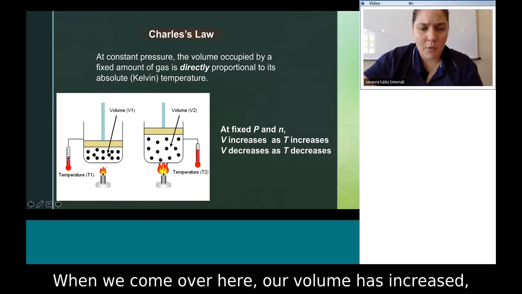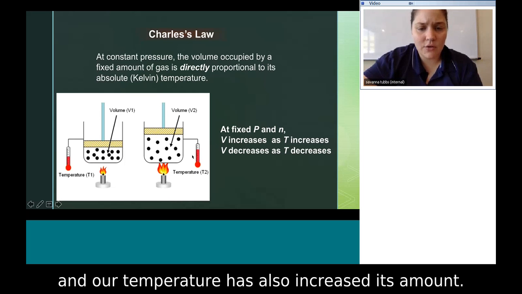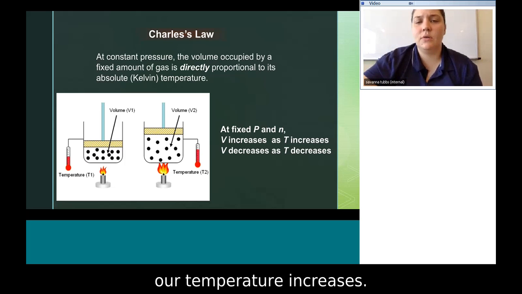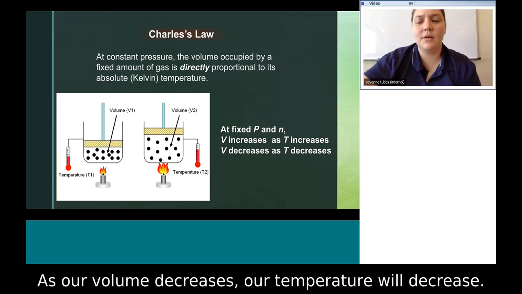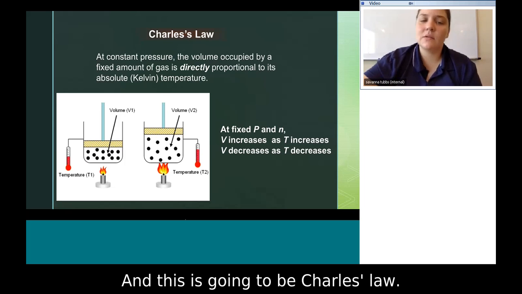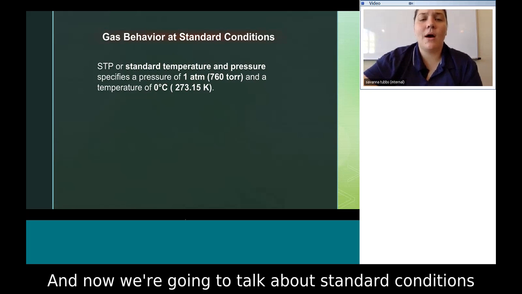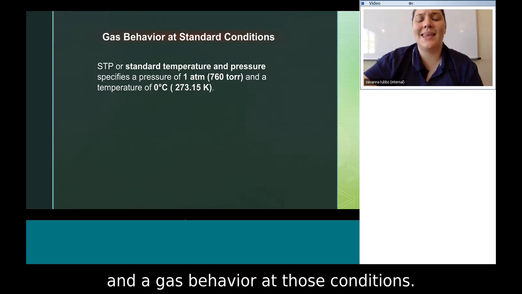So with temperature 1, we have a decreased volume, and by comparing the two, we see that our temperature here is lower. When we come over here, our volume has increased, and our temperature has also increased. So as our volume increases, our temperature increases. As our volume decreases, our temperature will decrease. And this is going to be Charles' law. And now we're going to talk about standard conditions and gas behavior at those conditions.